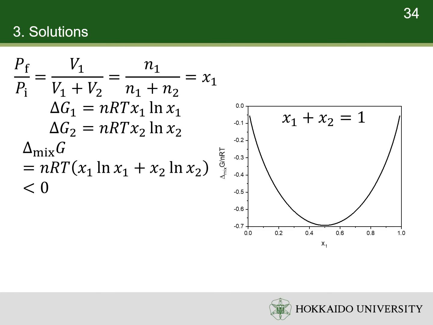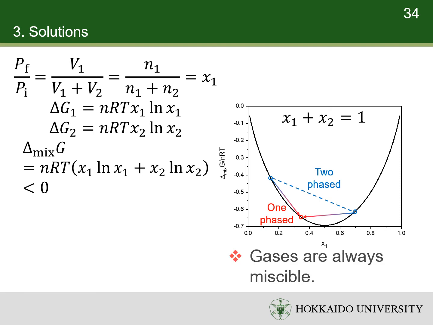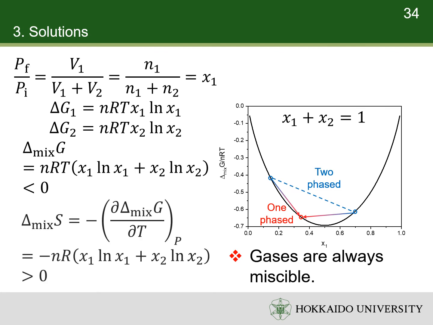Here, I show you the plot of Gibbs free energy of mixing as a function of the mole fraction of gas 1. It is always negative for any fraction and has a positive second-order derivative. That means the single-phased mixture has lower Gibbs free energy than any combination of two phases. So, gases are always miscible. The entropy of mixing can also be derived from the Gibbs free energy of mixing. It is always positive, as we can expect. Note that the entropy of mixing is independent of temperature.